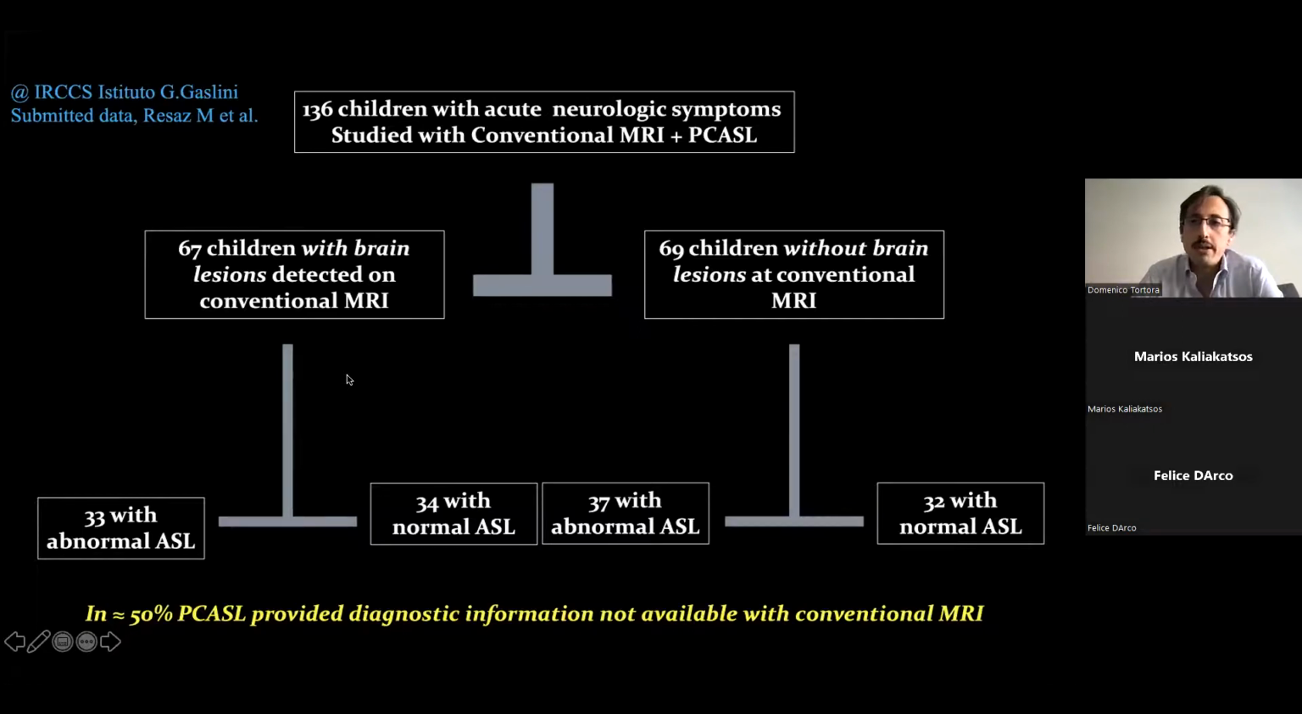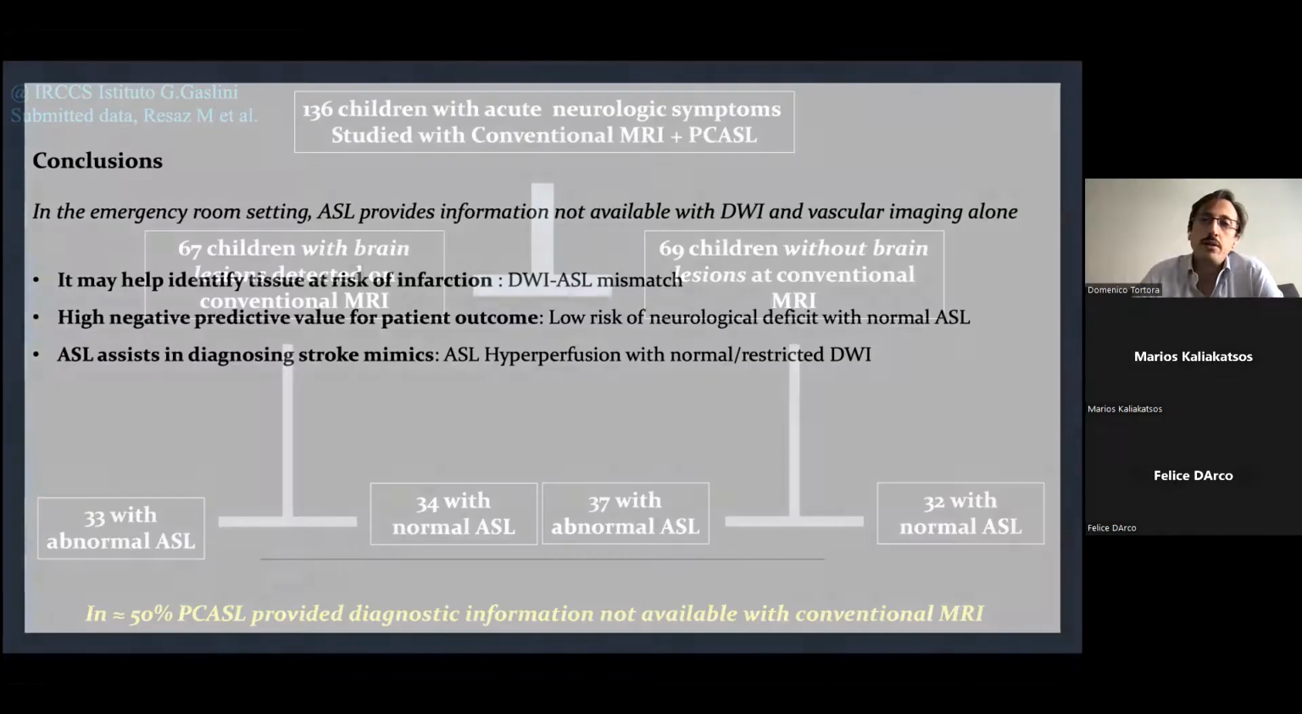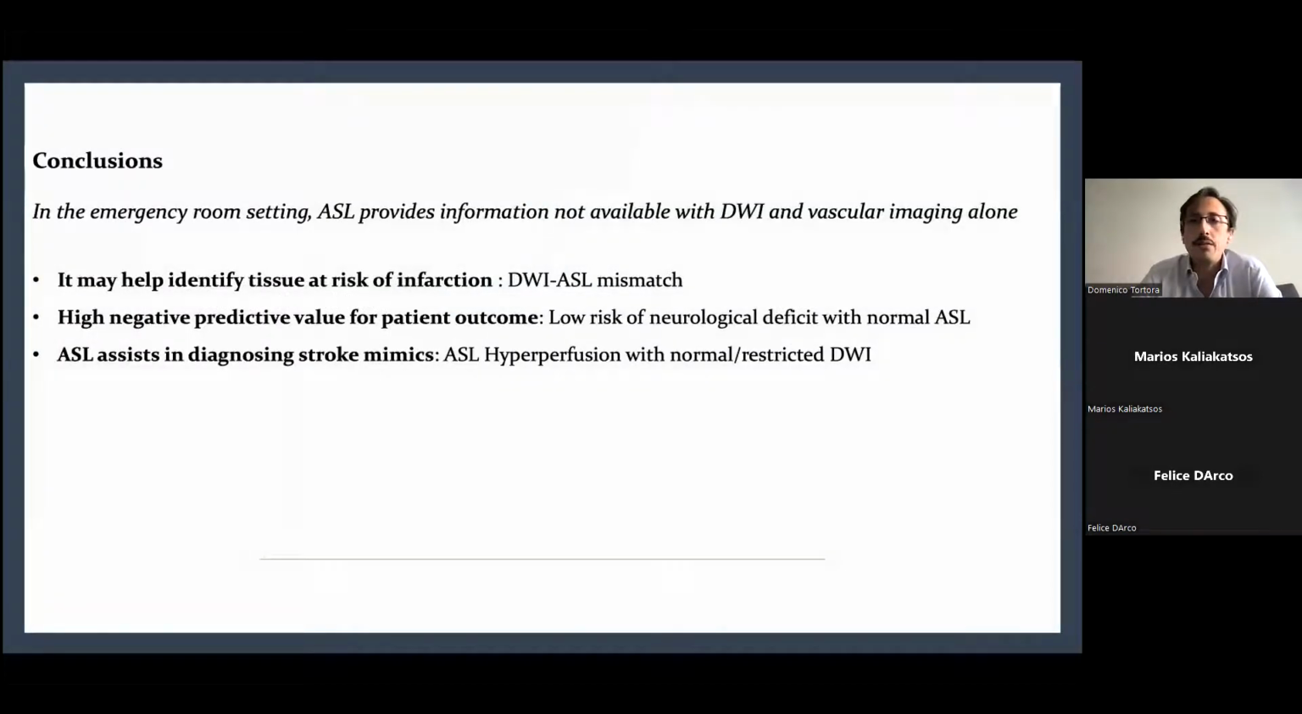So it shows the importance of this sequence in the acute stage of neurologic disease, because in many cases it may help in detecting perfusion abnormalities that precede the lesions, which can be evaluated on structural sequences only in the later stages. So in conclusion, ASL may provide information that in some cases is not available with DWI and vascular imaging alone. It's important to underline that it may help in identifying tissue at risk of infarction, in particular the evaluation of the DWI and ASL mismatch in acute ischemic stroke.